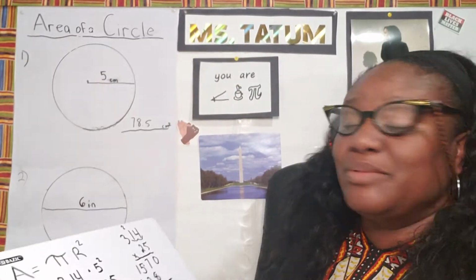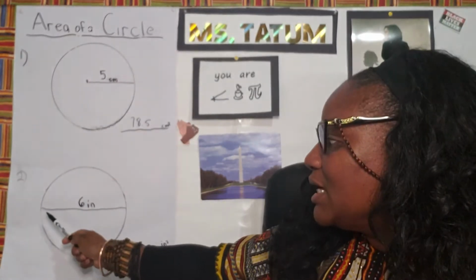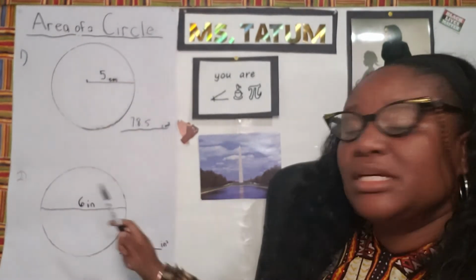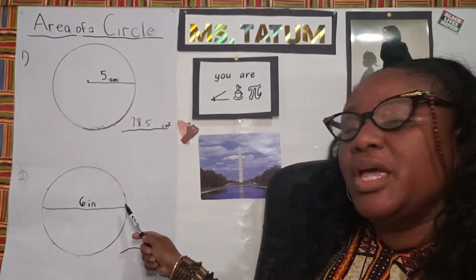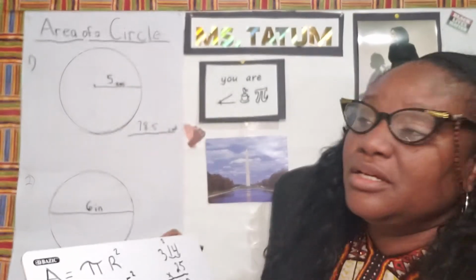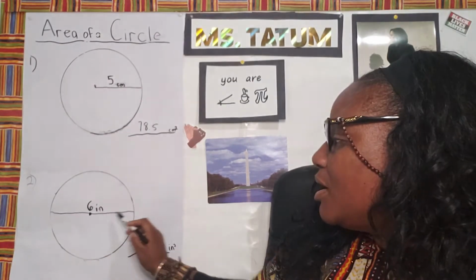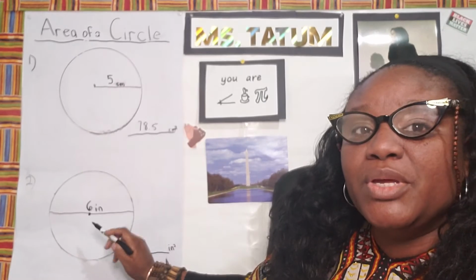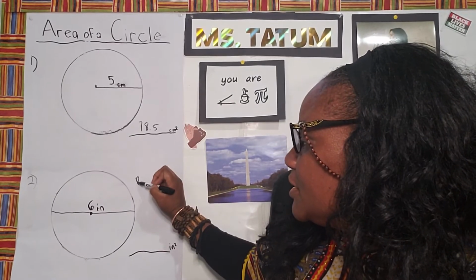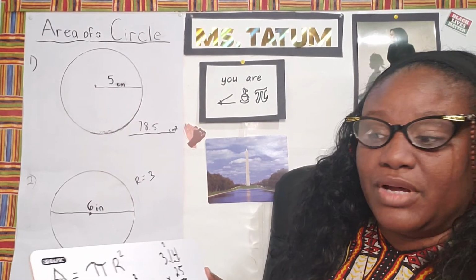But I do want to tell you something. When you see a problem like this, on this one it has the diameter of 6. Diameter is all the way across. When you see this, don't just write down, oh, 6 is the radius. No, the radius is from the middle across. So for this problem, your radius is going to be 3, and it's 3 inches squared for that one.